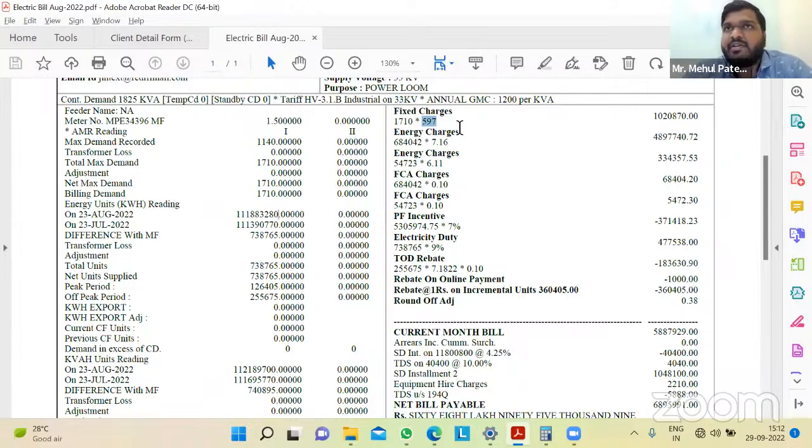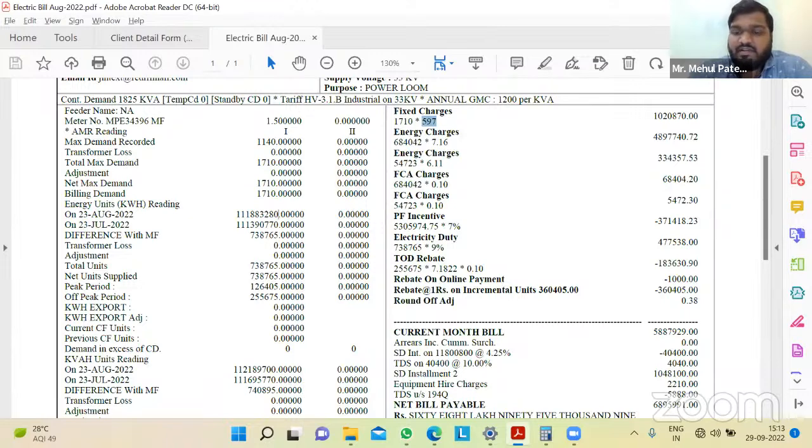This is for the 2022 bill. Earlier, before COVID, that is 2019, it was something around 560 rupees. So it has increased by 37 rupees in these 2 years' time. The energy tariff has obviously increased, but even the fixed charges have increased in the last 2, 3 years. So 597 rupees per kVA multiplied by 1710.